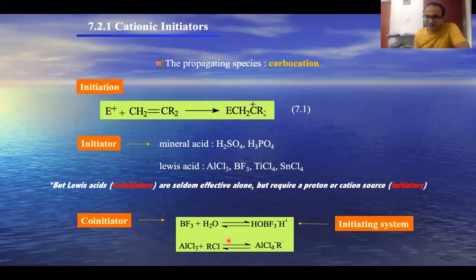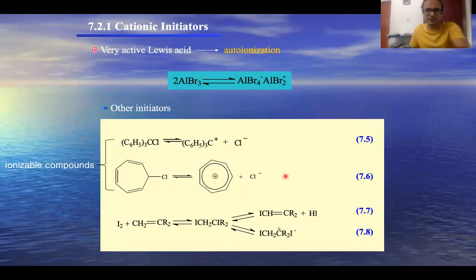So basically together we use it with a proton source or with a cation source, and thereby this binary system of Lewis acid with the other proton source or a cation source is termed as the initiating system. So this is another type of initiator that we use in the cationic polymerization. Let us look into more examples of initiators.